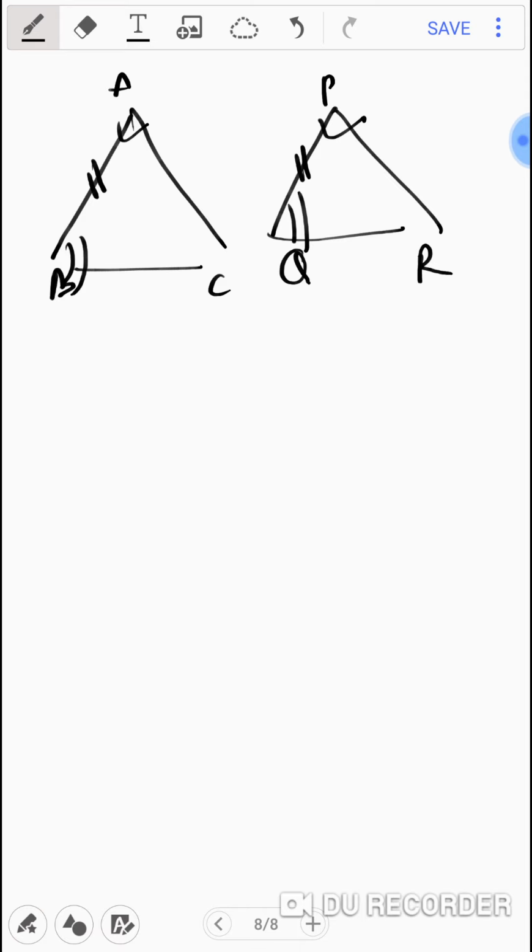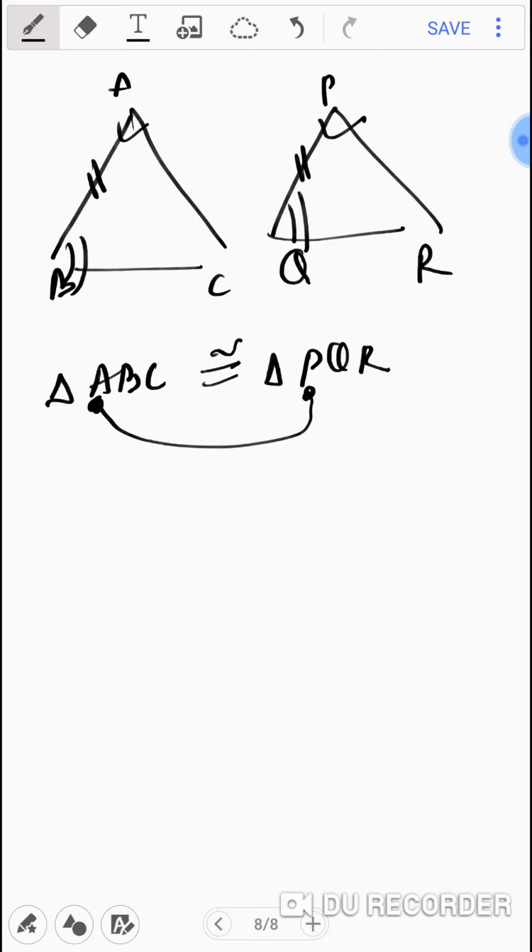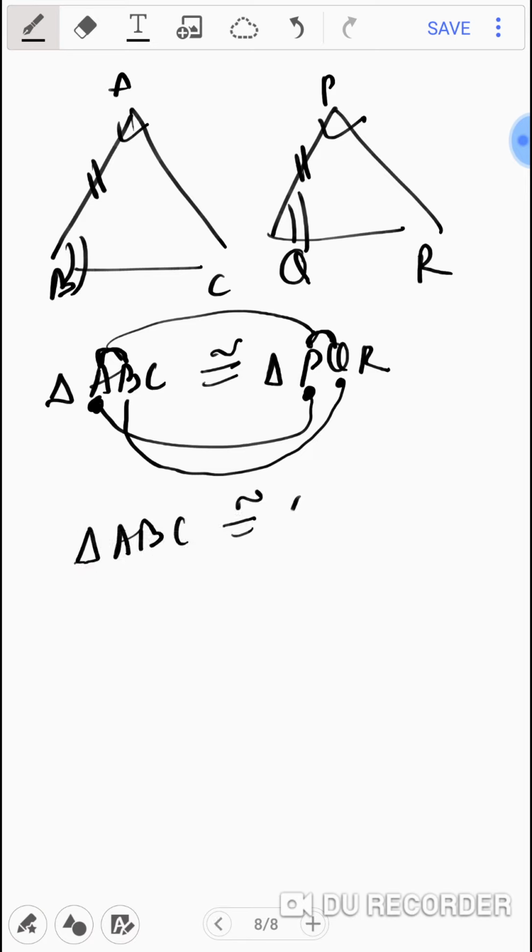Yes. So how do you write the name of the triangle? The name of the triangle will be triangle ABC congruent to triangle PQR. So that is angle A is congruent to P, angle B is congruent to Q, and side BC is congruent to side QR. This is the way we write. You cannot write triangle ABC is congruent to triangle QPR. No.